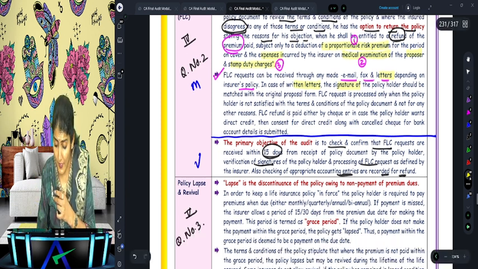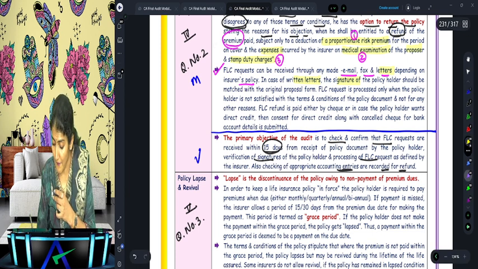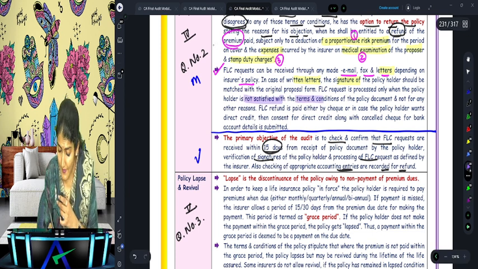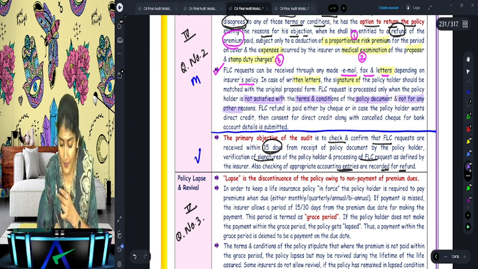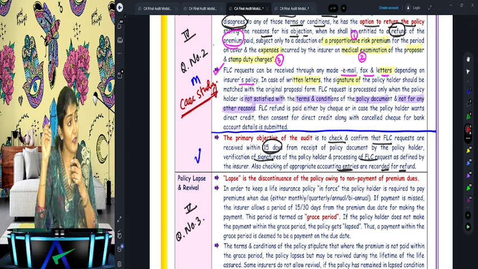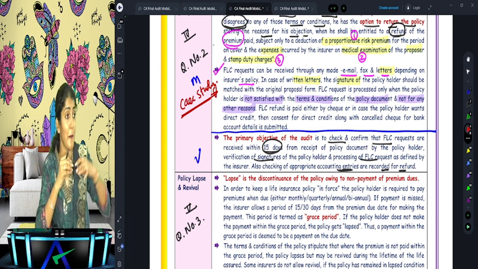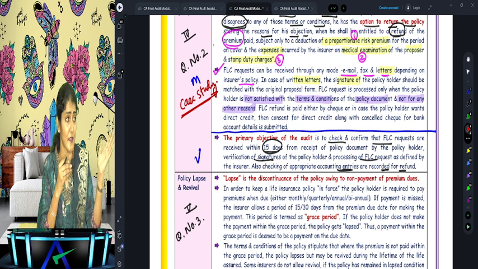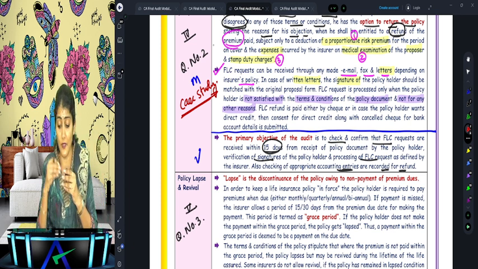Then the FLC request is processed only when the policy holder is not satisfied with the terms and conditions of the policy document, and not for any other reason. Do I see a case study coming up from there? If you say you have got a better policy, that is why you want to cancel this policy, no. What is the only reason? Not satisfied with the terms and conditions.